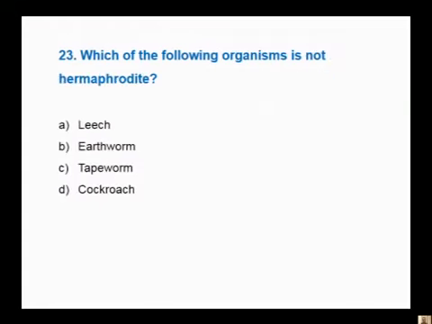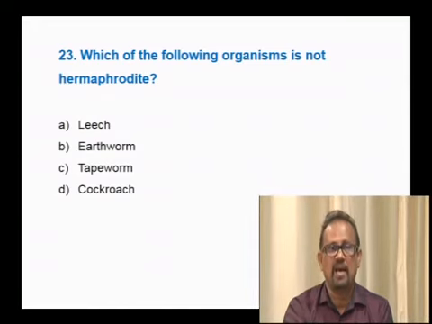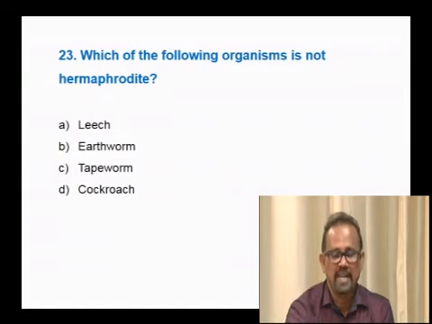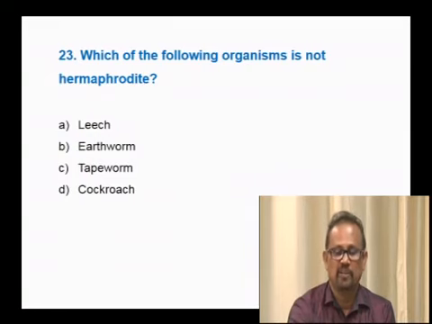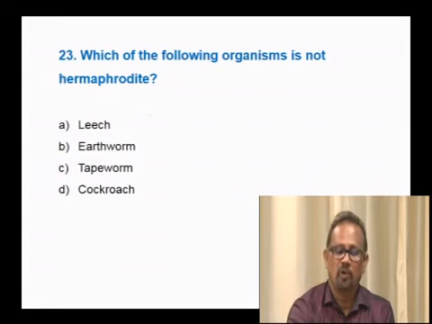Next question. Which of the following organisms is not hermaphrodite? Hermaphrodite is the organism which has testes and ovaries in the same organism. Generally, we use the term hermaphrodite for animals. For plants, we use the terms monoecious, dioecious, bisexual, unisexual, etc. Leech is an organism which is hermaphrodite, having both male and female structures. Earthworm also is a hermaphrodite which has both male and female structures, and can show only cross-fertilization but not self-fertilization. Tapeworm is a parasite in the intestine, which also has both testes and ovaries. Therefore, all these three are hermaphrodite.